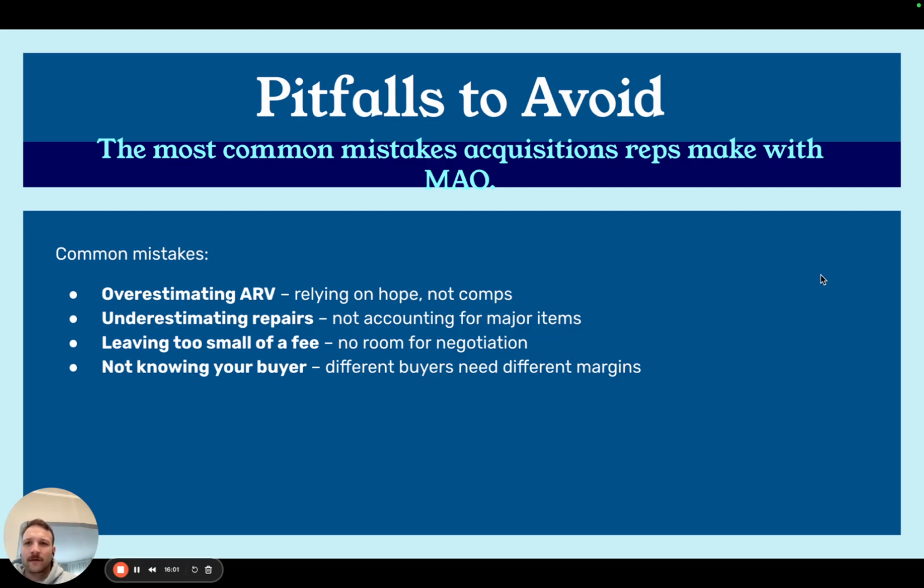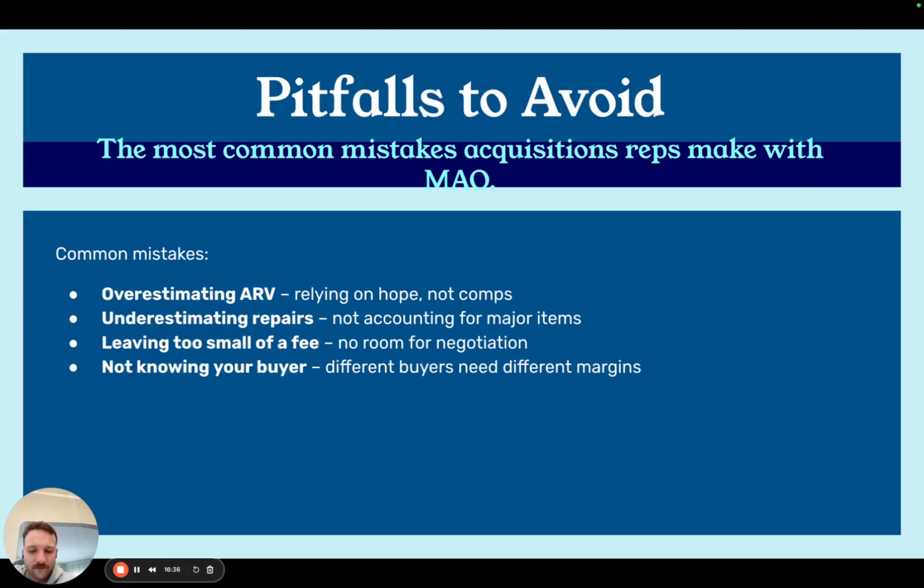All right, so just some common mistakes with MAO. So one is they overestimate ARV, so they rely on hope, not comps. So they might disregard a comp, or say, well, I think I could sell it higher. There shouldn't be any thinking in terms of comps and what they are or what they aren't, right? You have to have evidence to support your position in terms of the comps that you're pulling. So it's very common in investor circles that wholesalers overestimate ARV and underestimate repairs.